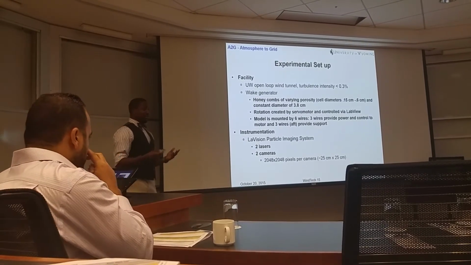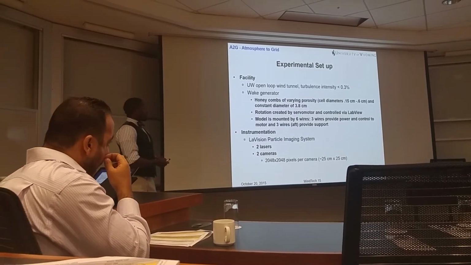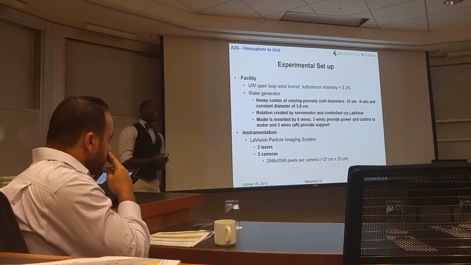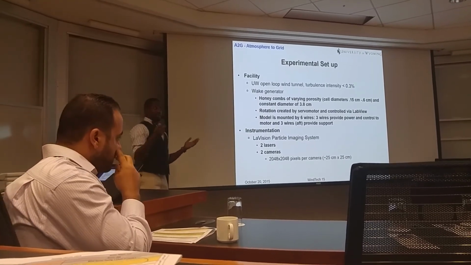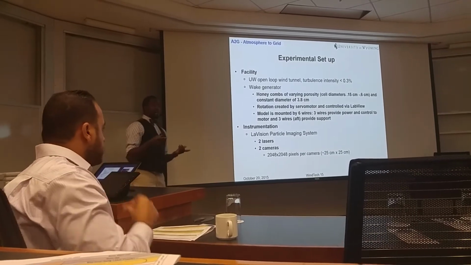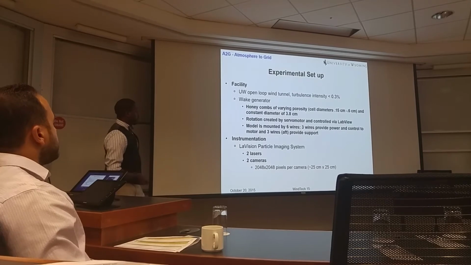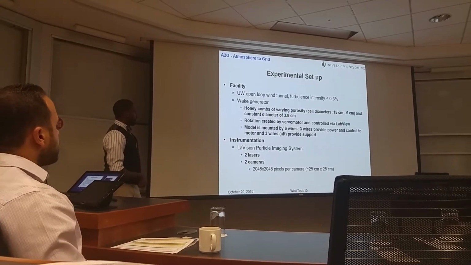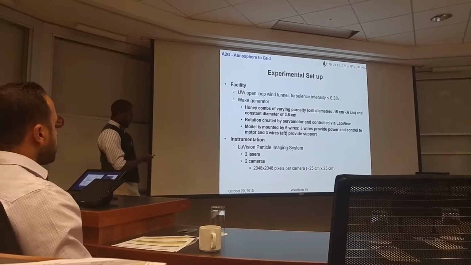Our rotation is controlled by a Silver motor that we also control through LabVIEW. And we mount the model, and this is the cool part, by wires to minimize flow artifacts. So it's no sting mount. Basically, it's pretty much suspended in the tunnel. And the same wires we mount by are the same wires we provide control and power with. That allows us to do really cool stuff. We use particle image velocimetry, and we did two lasers in one experiment, and then later on we actually used one, and we'll talk about that.